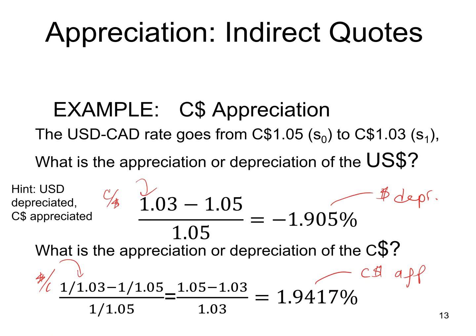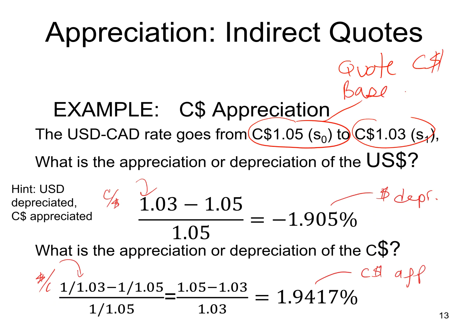Let's do an indirect quote. So, what if someone tells you the Canadian price of $1 going from 1.05 to 1.03. So what is the case here? The quote currency is the Canadian dollar, and the base currency is the US dollar, because it's the price of one US dollar quoted in Canadian.